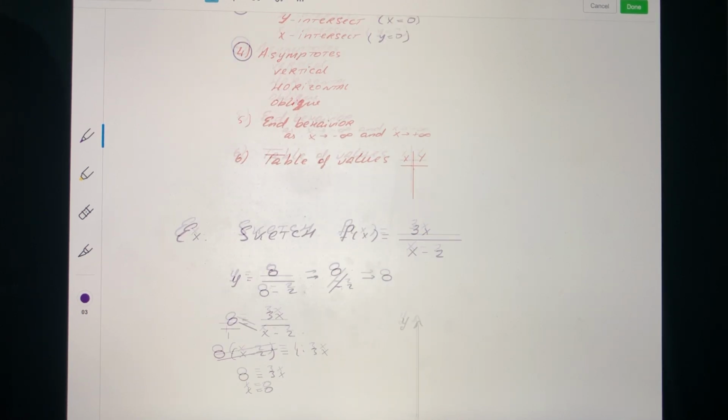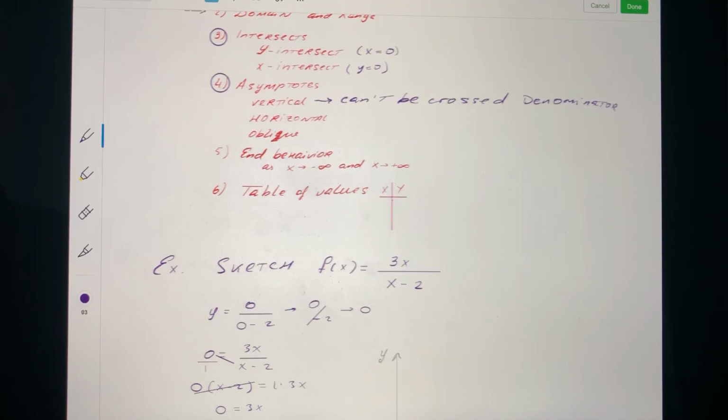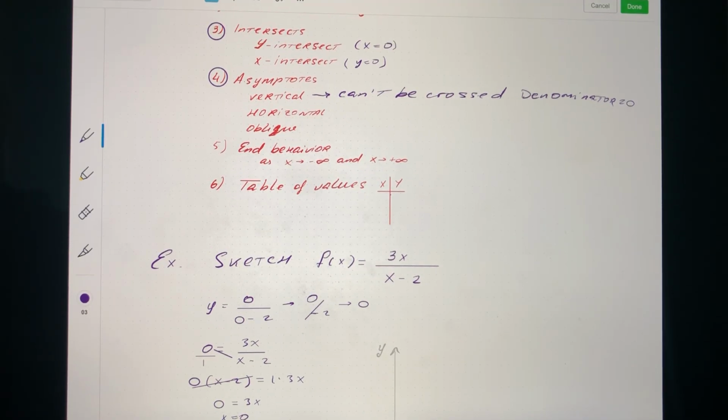The next part is the asymptotes. The vertical asymptote cannot be crossed. And to find it, we look for the denominator equal to 0. The denominator is the bottom of our function. So if we make the denominator equal to 0, then x minus 2 is 0. That means x equals 2.